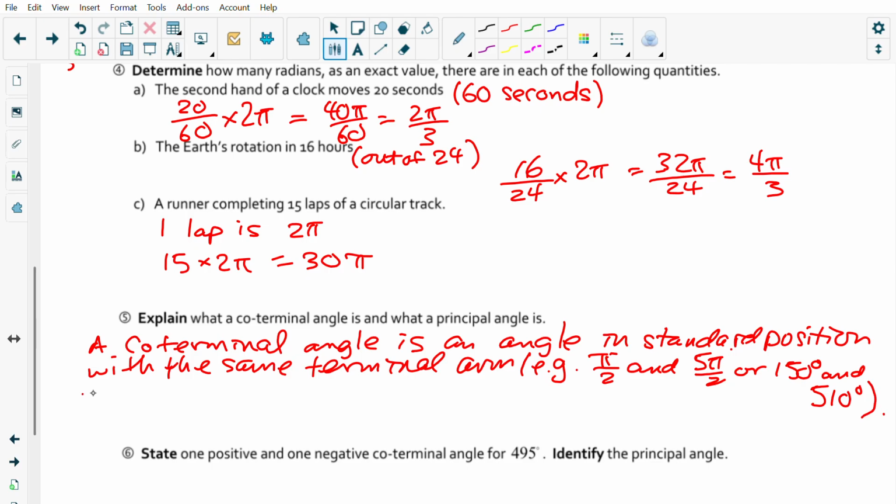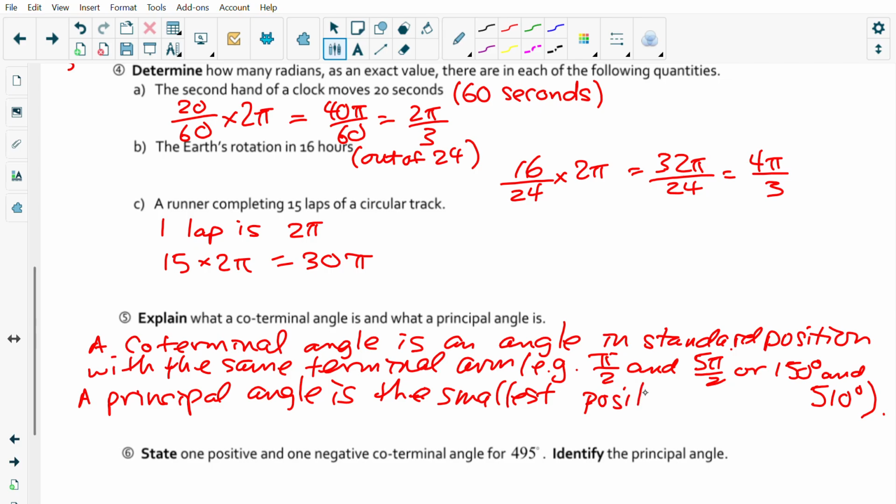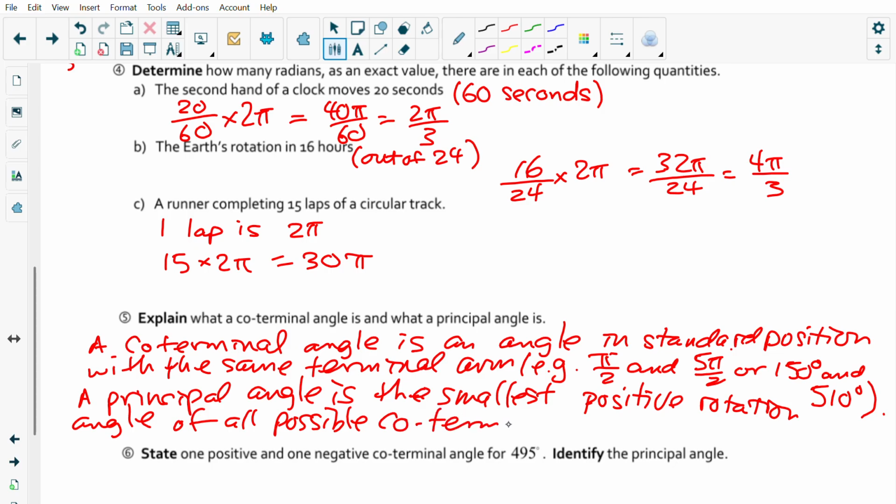Okay. A principal angle is the smallest positive rotation angle of all possible coterminal angles. Okay, there we go.